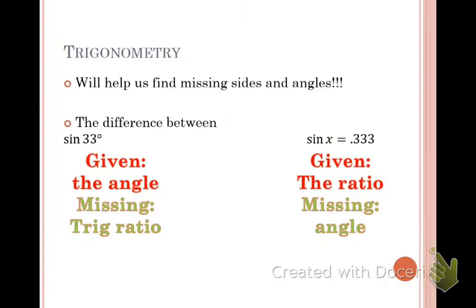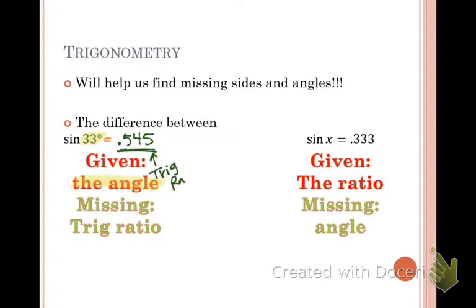So you see at the bottom, you'll have two different pieces. It'll say sine of 33, and then sine of x equals 0.333. So this first one, you are given an angle. What is the angle in this? 33 degrees. So when you type this into your calculator, type it in as you see it, sine of 33. Let's round to the hundredth. What do we get? 0.545. What you get out is a trig ratio.